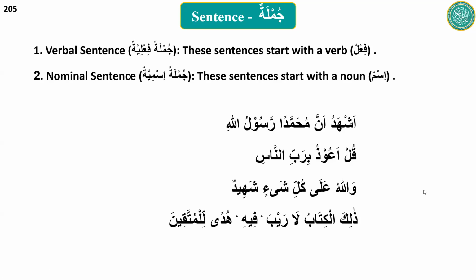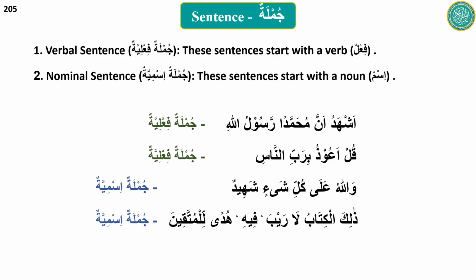So very simple. If the sentence or jumla starts with the fail, it is jumla fi'liya. If it starts with an ism, jumla ismiya. Simple as that. That's the basic way of identifying it. There will be some variations, but this is how we are defining them anyways. Okay.